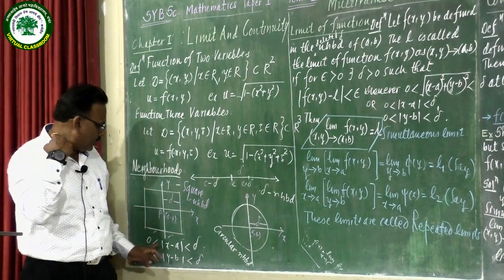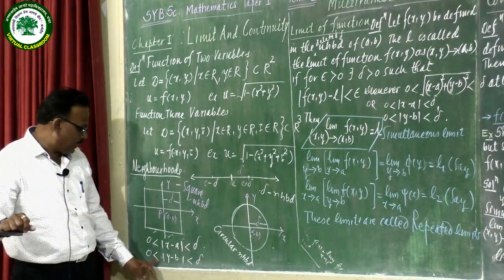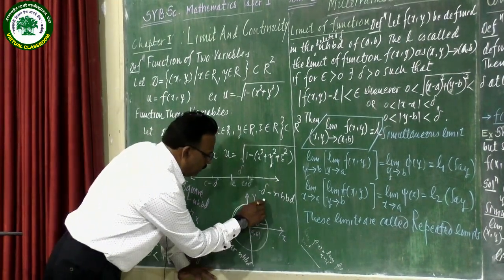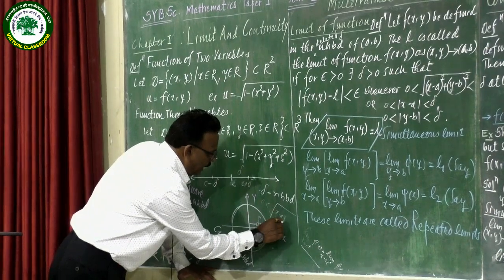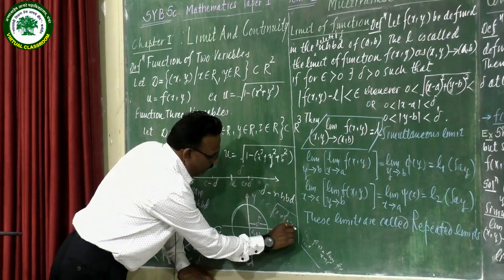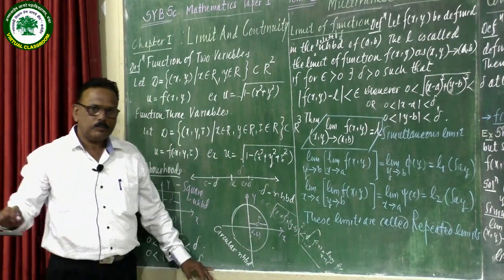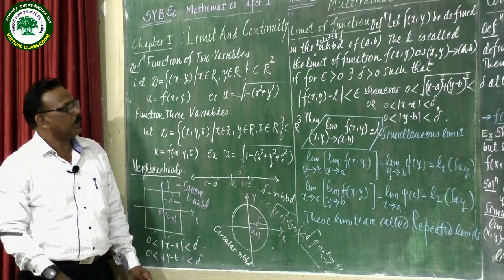0 is less than mod of x minus a is less than delta, and 0 is less than mod of y minus b is less than delta, and this will be written as 0 is less than root of (x minus a) square plus (y minus b) square, which should be less than delta. This is again a circular neighborhood, we can write it this way.